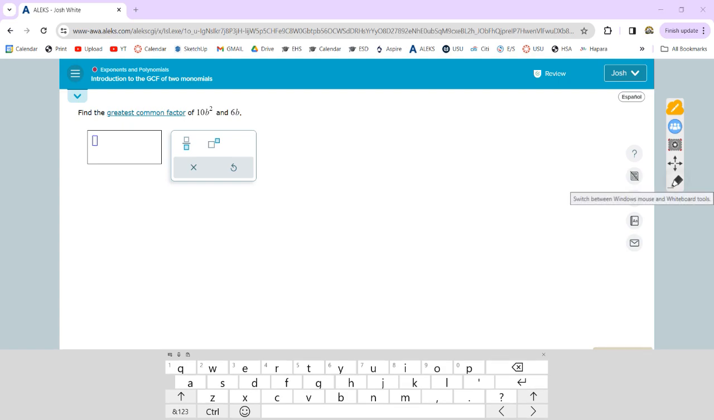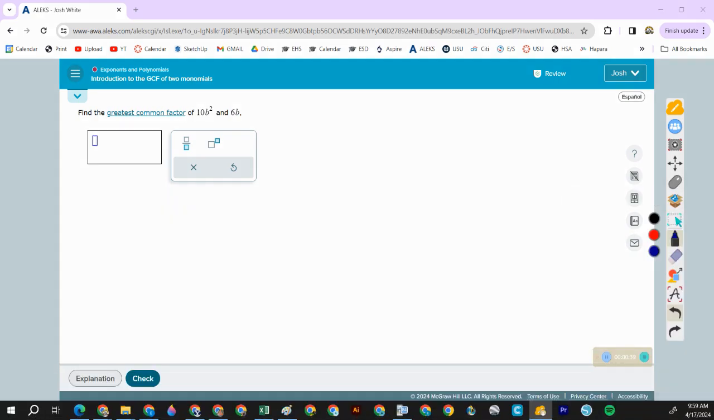Okay, what is the greatest common factor between 10b squared and 6b? They share a 2 and a b.